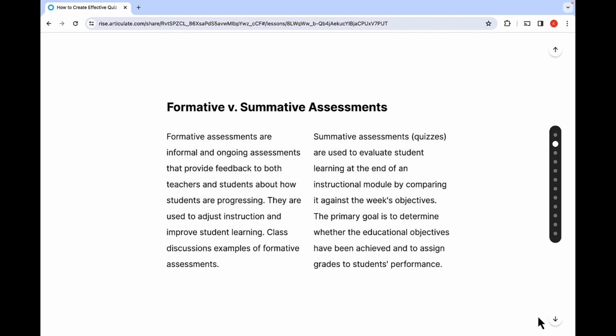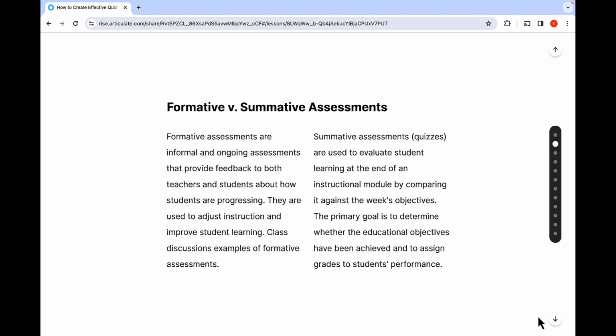In education, we often encounter two primary types of assessments: formative and summative. Formative assessments are informal and ongoing assessments that provide feedback to both teachers and students about how students are progressing within the class. They are used to adjust instruction and improve student learning. Class discussions are an example of formative assessments.